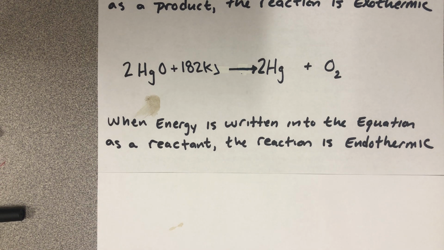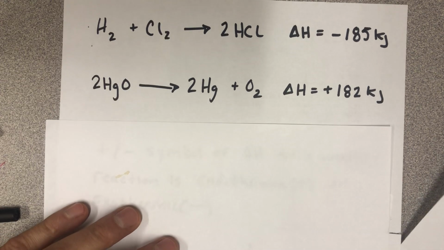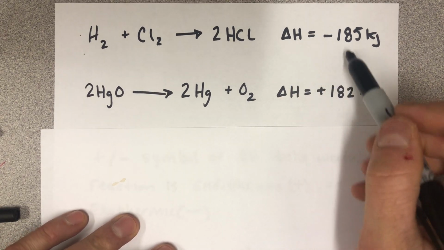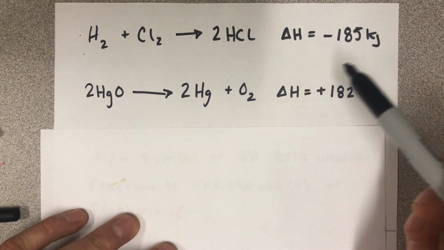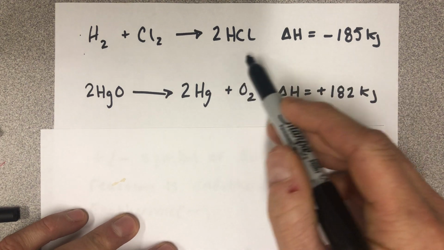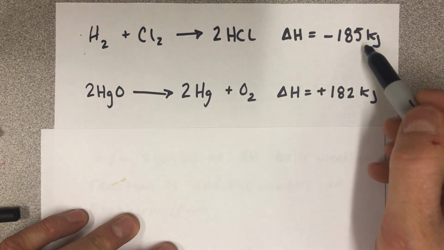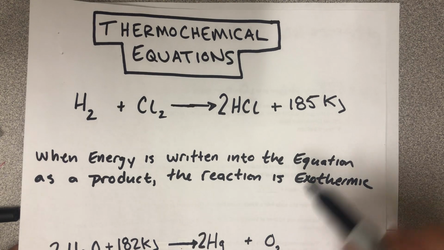And then there's another way you're going to see chemical equations written from time to time, and that looks like this. Here are the same two equations, and you'll notice that instead of the energy being written into the equation as either a product or a reactant, after the equation is written you say delta H equals, and then this negative 185, that's like saying the 185 here.